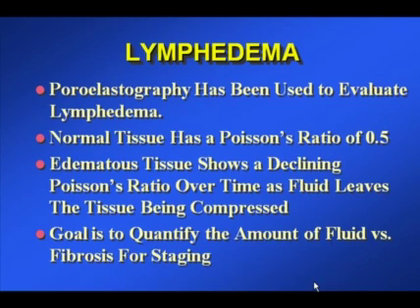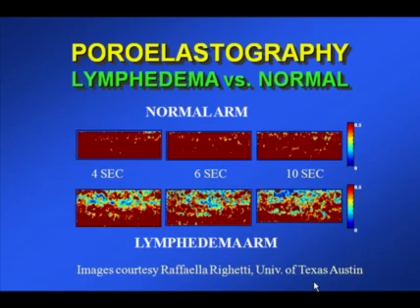whereas edematous tissue shows a Poisson's ratio that initially may be near 0.5 but declines rapidly over time as fluid leaves the tissue being compressed and the tissue starts to move back towards the center line. The goal is to quantify the amount of fluid versus fibrosis for staging of lymphedema, and the rate at which the fluid leaves the compartment and the rate at which the Poisson's ratio changes may be related to the quantity of fluid present versus the amount of fibrosis.